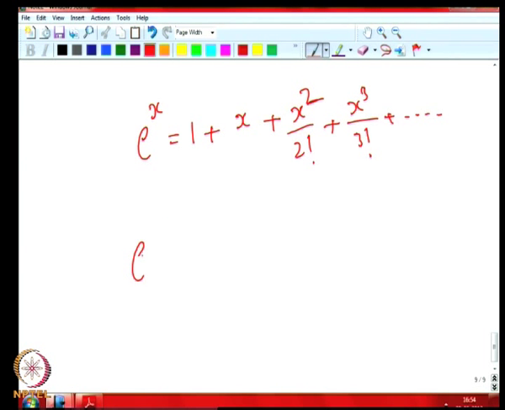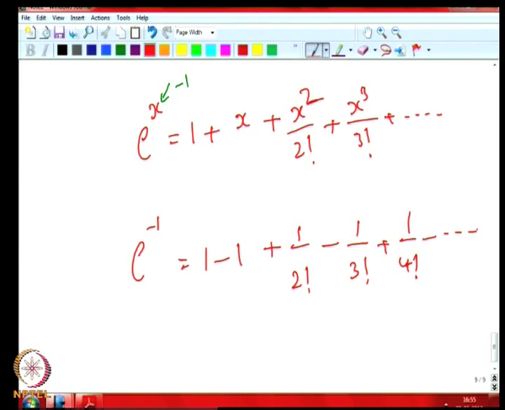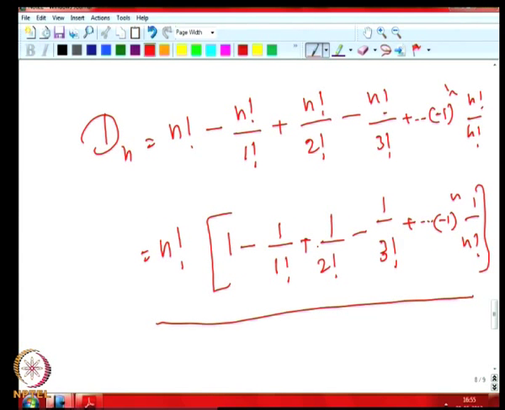Now, what will happen if I put x equal to minus 1? So, e to the power minus 1 will be equal to 1 minus 1 plus, this is x square, minus 1 square will be 1 by 2 factorial, and this will be minus, because x cube will become minus 1 cube, that is minus 1 by 3 factorial plus 1 by 4 factorial minus, and so on. This will be an infinite series with alternating signs, and exactly this is what we see here, but only n terms are seen.